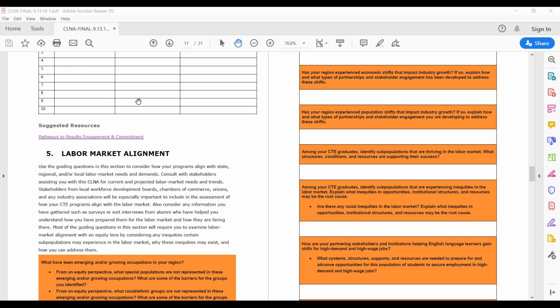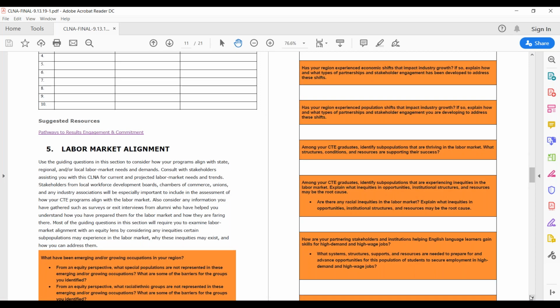Bonnie, do you have any more for section 5, or are you ready for 6? I'm ready to move on to 6. I'm looking, I don't see anything else.